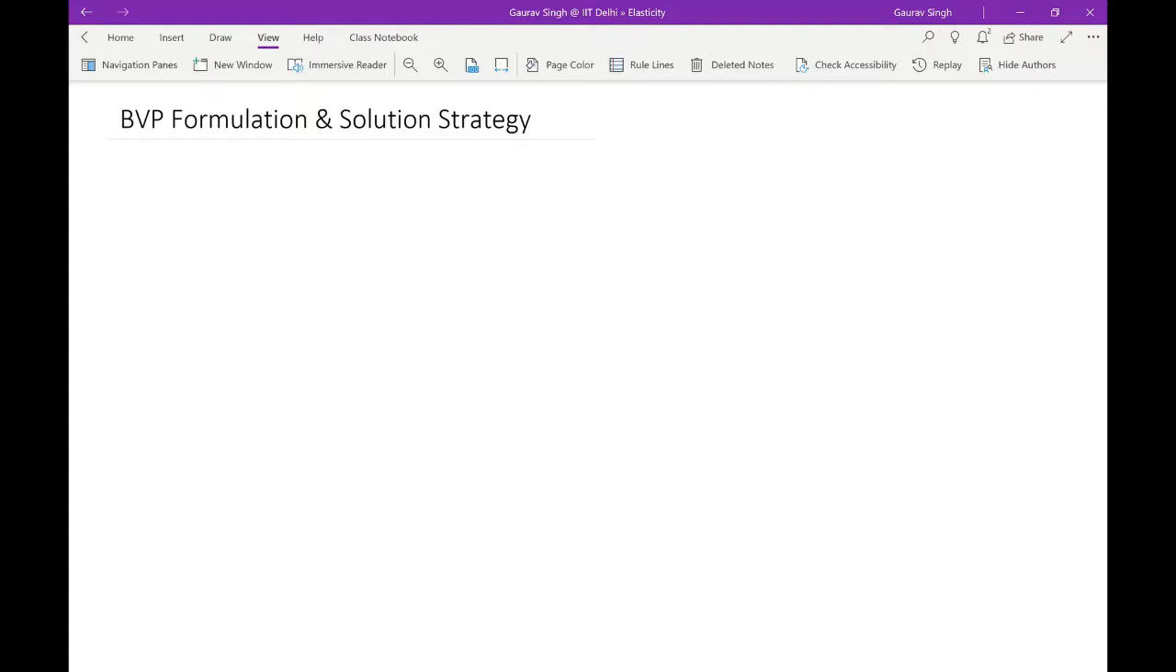So let's see what we mean by problem and formulating it. Let's summarize what we have done until now. We have developed some equations, the so-called field equations of elasticity, and they are mostly differential equations which relate the stresses and the strains and the displacements within a certain solid which we are trying to study.